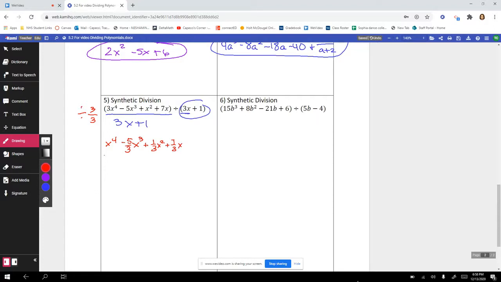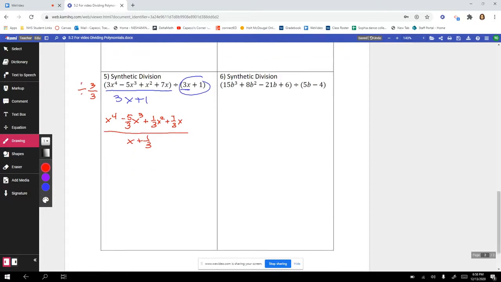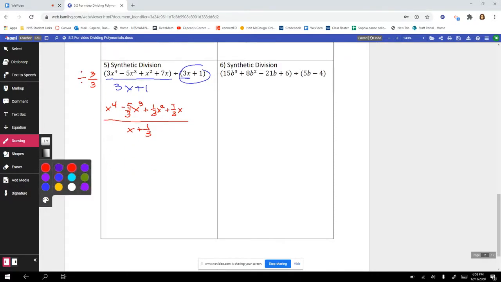Okay, and that is all over 3. Dividing by 3 gives me 1x plus 1/3. That's kind of our first step. Now from there, remember I have to set this equal to 0. So it's going to be x plus 1/3 is equal to 0, so x is equal to negative 1/3. So that's actually going to be my number in the box. Negative 1/3 is going to be in the box.